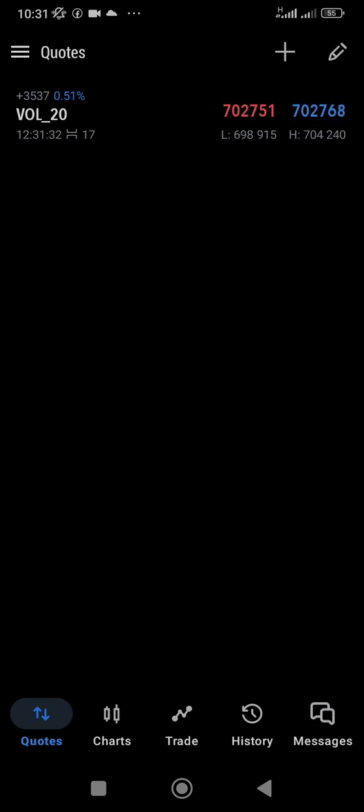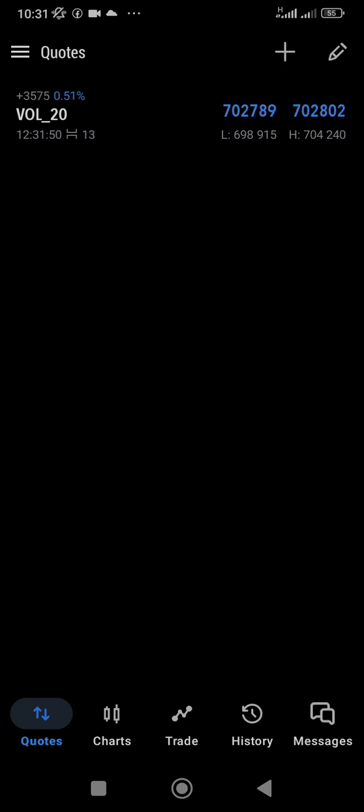Today we're going to discuss how to navigate the MT5 terminal. The MT5 is a trading terminal where you are easily connected to the market. And in order for you to be able to use it, I'm going to teach you how you can navigate this very app on your mobile device.